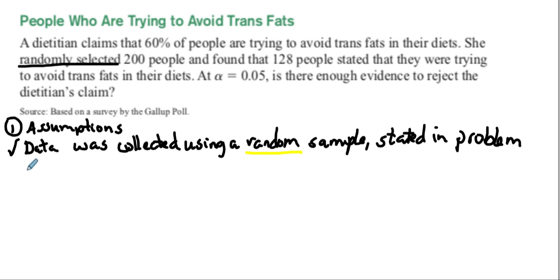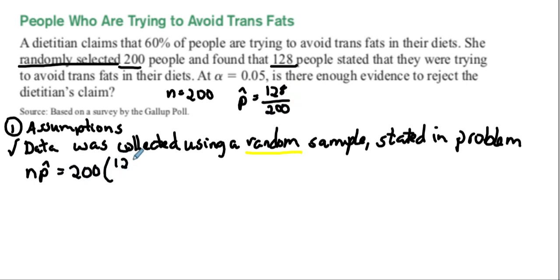Now we find this by testing n times p hat. So in this problem, our sample size is 200. Our p hat is 128 divided by 200. So n times p hat, we take 200 times 128. Notice I didn't simplify this fraction because the denominator and the 200 always cancel each other out. And I get 128 is greater than 5.